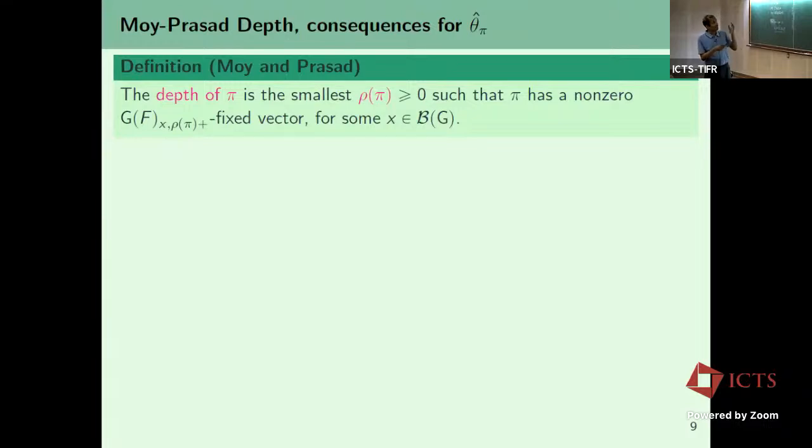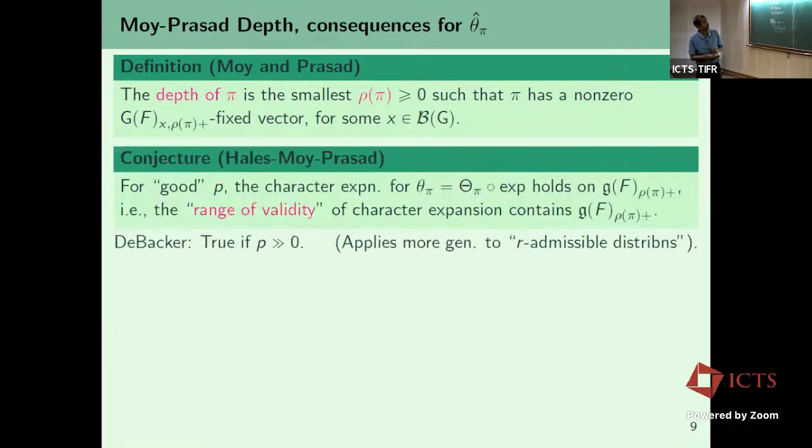And it is unsurprisingly so, even Harish-Chandra's proof relied on pi having fixed vectors under some compact open subgroup K naught. So this allows you to think of them in a more precise fashion. And here is the conjecture of Hales and Moy-Prasad. If p is good enough, then the character expansion for the Lie algebra version of the character pulled back to the Lie algebra holds on this large domain G(F, rho(pi)+).